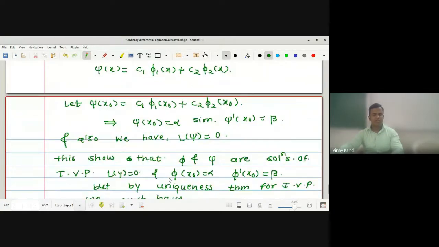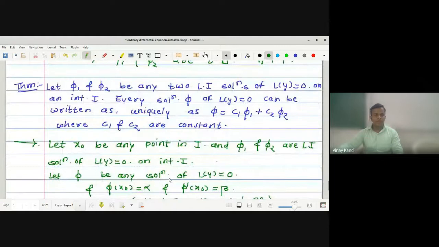So this is the theorem. If phi1 and phi2 are any two linearly independent solutions of L of y on an interval I, then every solution phi is of the form C1 phi1 plus C2 phi2, and this solution is unique. Okay, any doubt up to here?